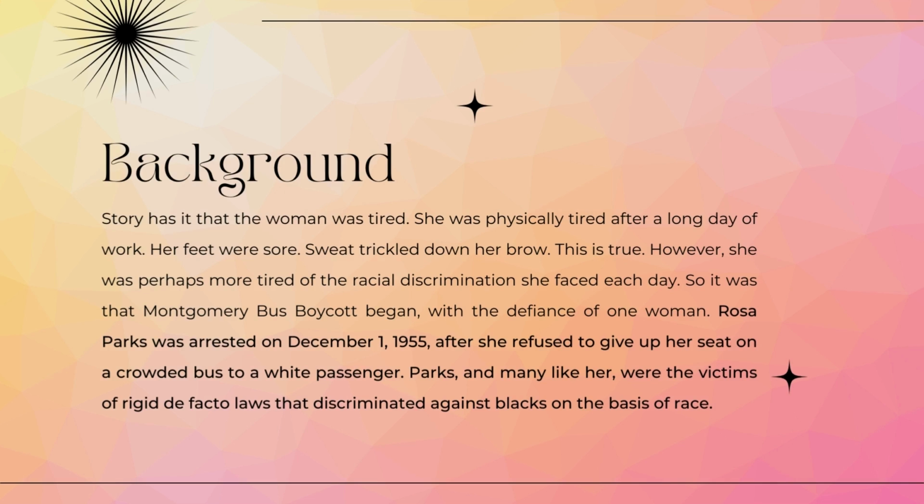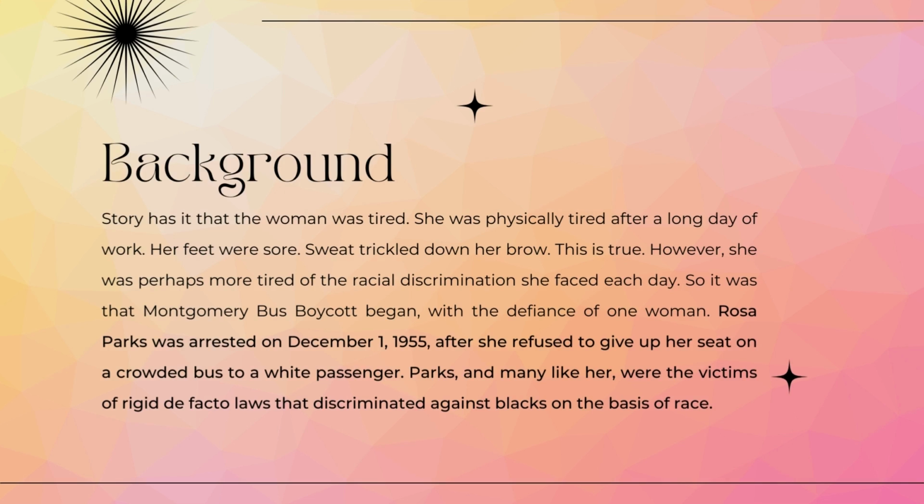Then we give background. We introduce that woman. If it's not a person that you're talking about, it's an author. Introduce the author and a text. Rosa Parks was arrested on December 1st, 1955, after she refused to give up her seat on a crowded bus to a white passenger. Parks and many like her were the victims of rigid de facto laws that discriminated against blacks on the basis of race.